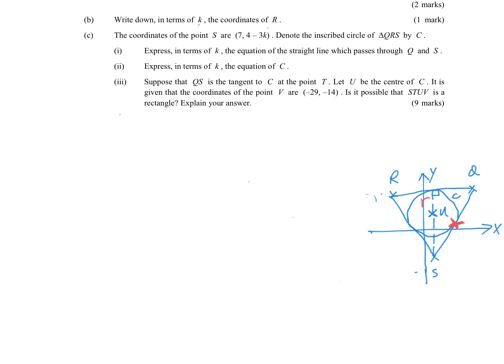Okay, so that will be C3, which is about some geometry. Now suppose that Q is tangent to the circle at a point T. So that's why this point is T. Let U be the center of C. And it is given the coordinates of V, which are negative 29, negative 14. So that will be somewhere here.